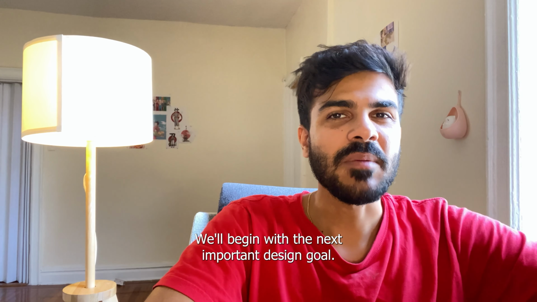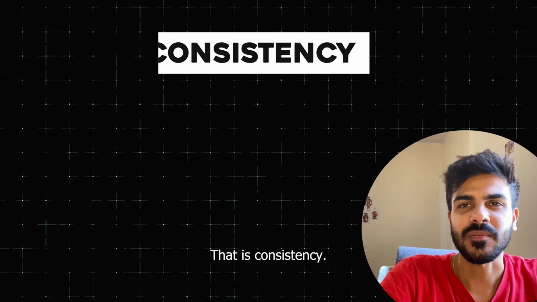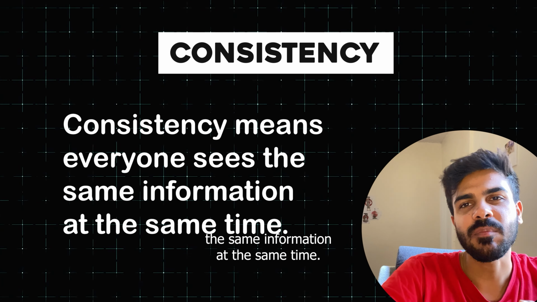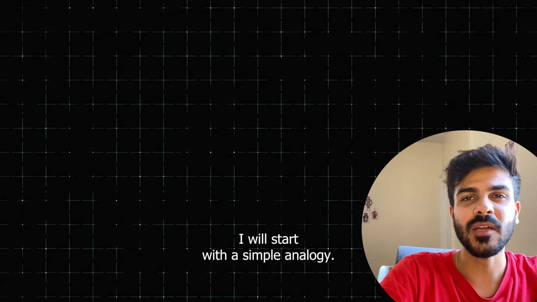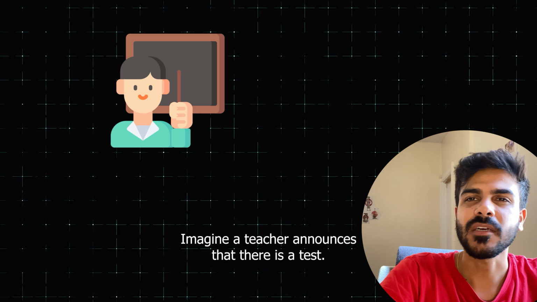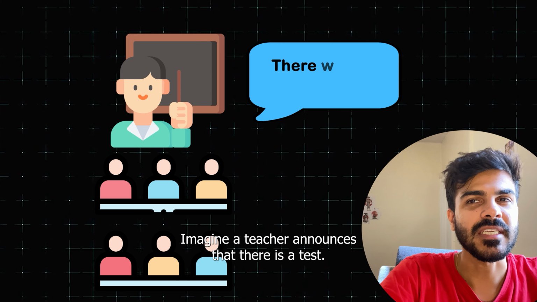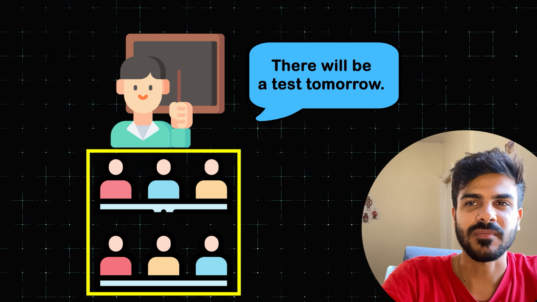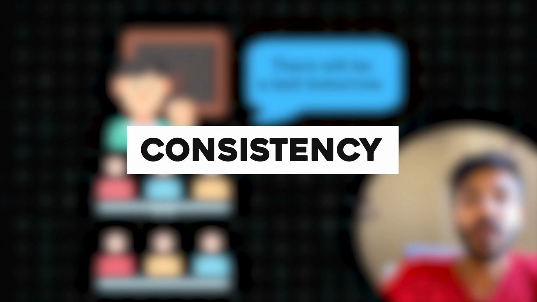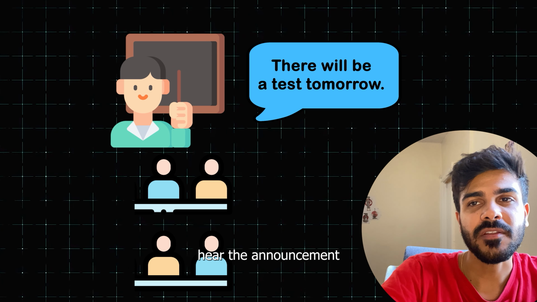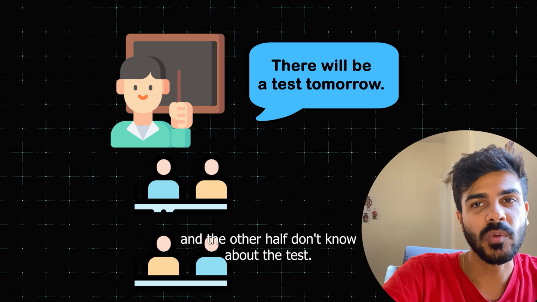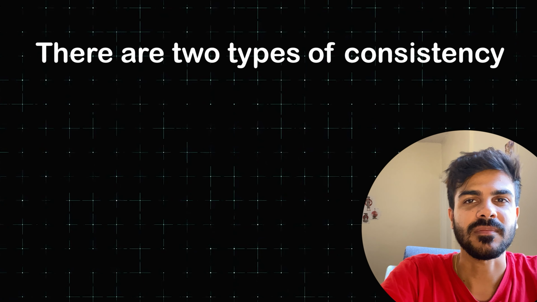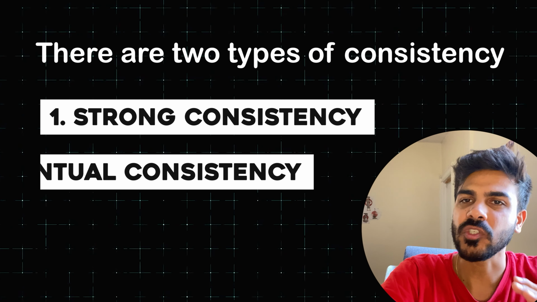We'll begin with the next important design goal, that is consistency. Consistency means making sure everyone sees the same information at the same time. I'll start with a simple analogy. Imagine a teacher announces that there is a test tomorrow. If the teacher tells all the students at the same time, that's consistency. But if only half of the students hear the announcement and the other half don't know about the test, that's inconsistency. There are two types of consistency: strong consistency and eventual consistency.